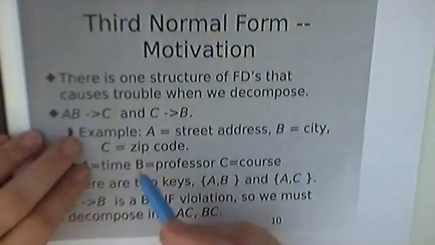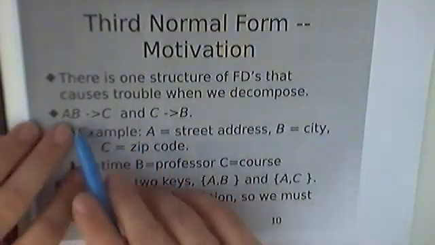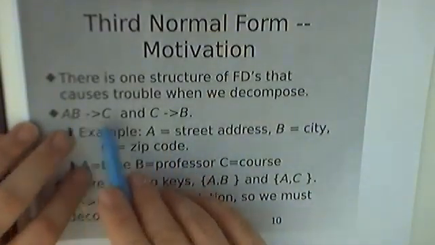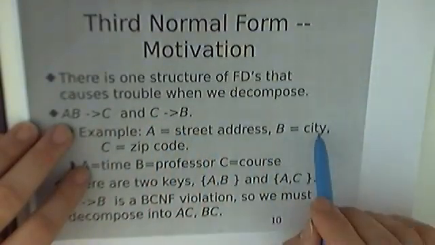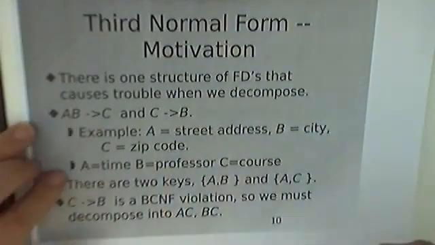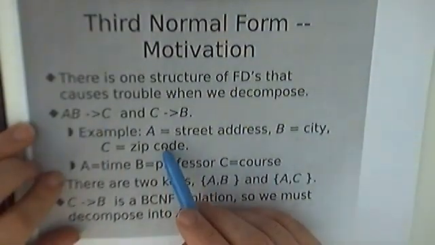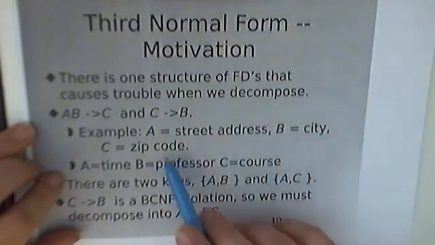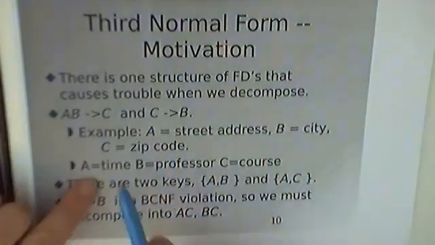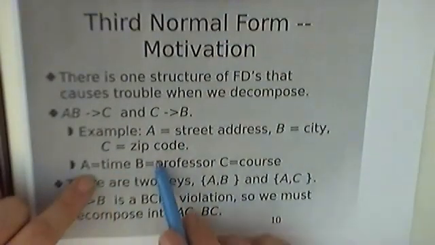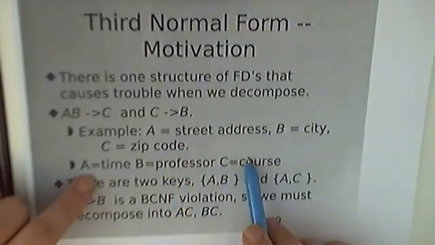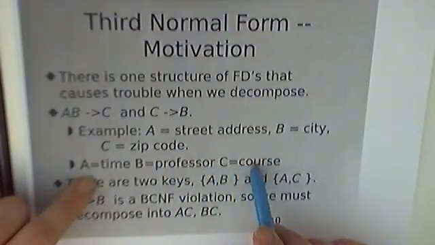You might say, well, does this ever happen in the real world? Sure. This is exactly this form here. A, B goes to C, C goes to B. Street address plus city determines the zip code, and likewise, a zip code determines a city. Another example: A equals time, like the time of day, B is the professor, and that determines the course. And also the course determines the professor, if there's only one professor per course.